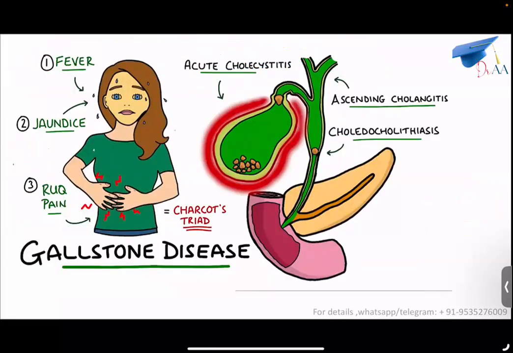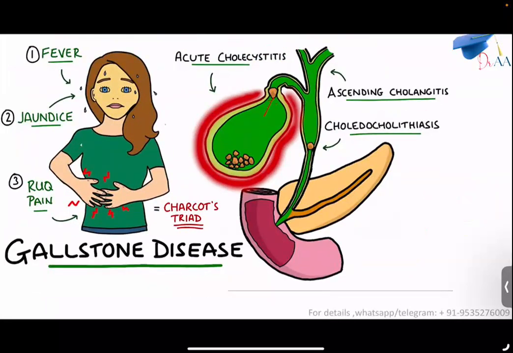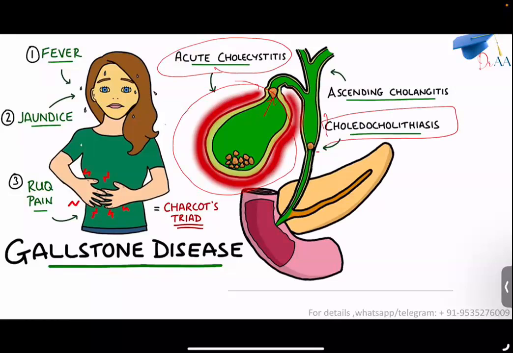Let's summarize everything. If a stone is at the neck of the gallbladder and causing only pain, then we call it biliary colic. If it has resulted in inflammation and infection of the gallbladder, then we call it acute cholecystitis. If only a stone is present in the common bile duct, then we call it choledocholithiasis. If this obstruction is causing an ascending infection into the biliary tree, then we call it ascending cholangitis.